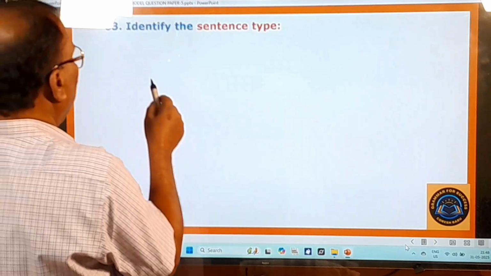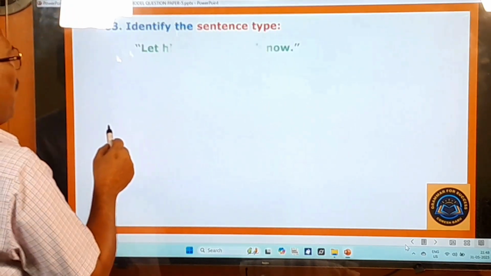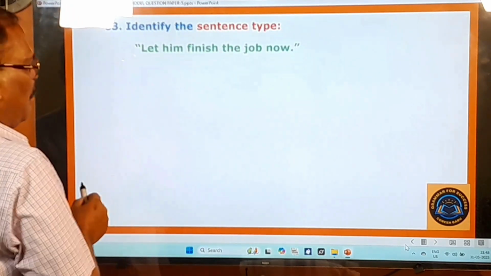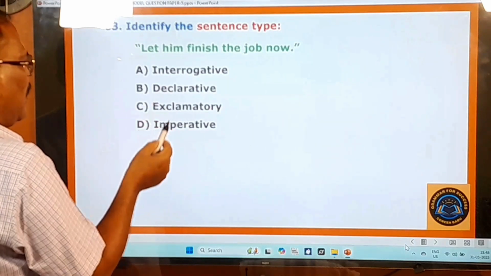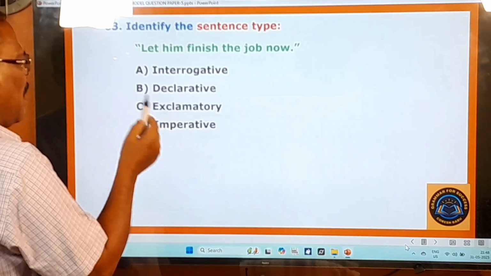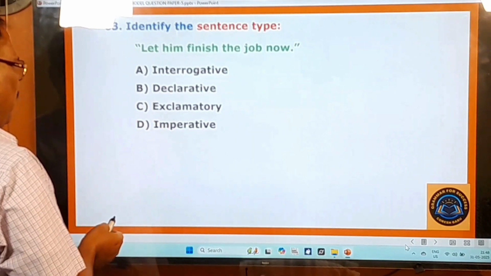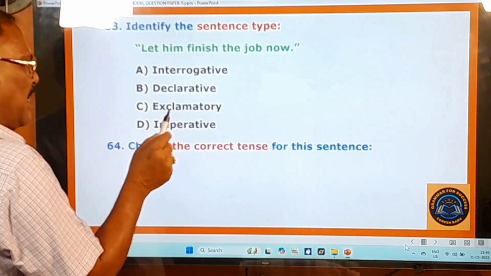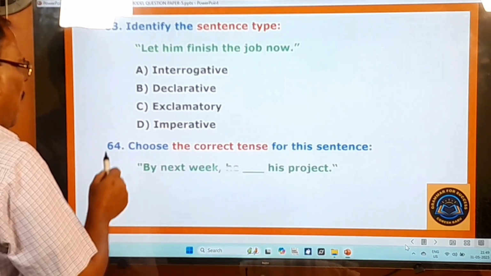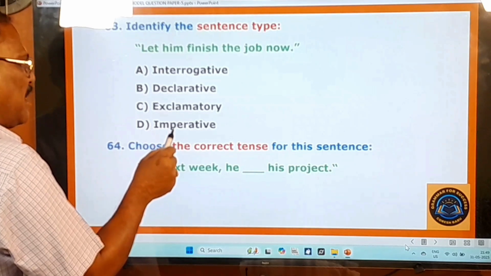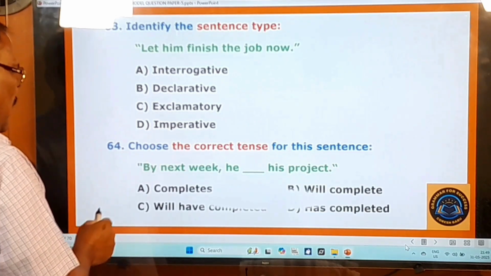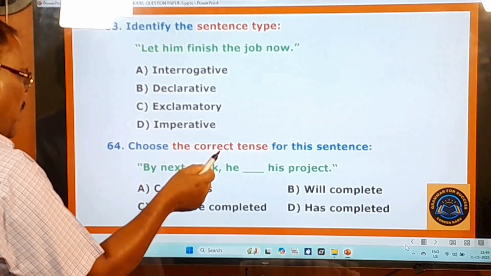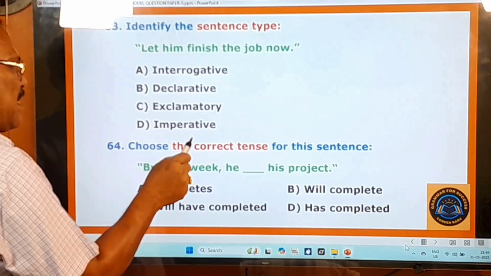63rd question. Identify the sentence type. Let him finish the job now. Interrogative, declarative, exclamatory, imperative. 64th question. Choose the correct tense for this sentence. By next week, he dash his project. Completes, will have completed, has completed.